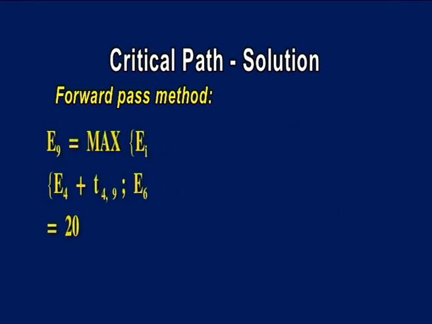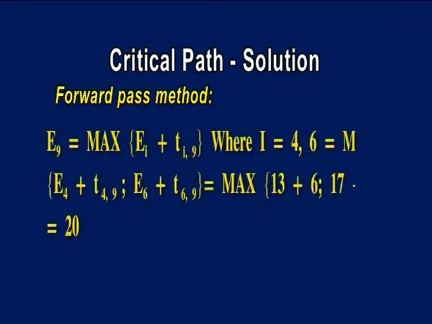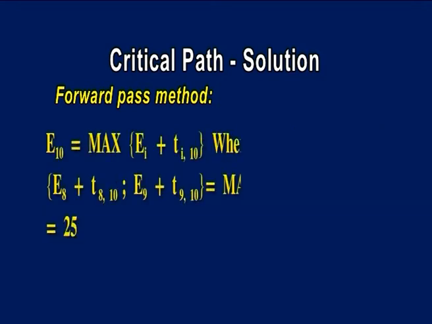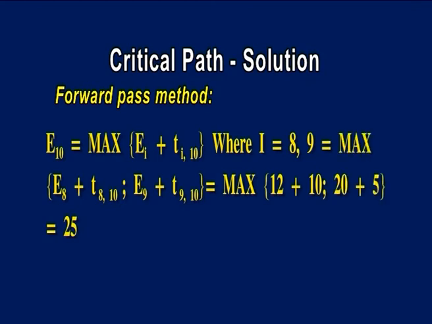E9 is equal to max of Ei plus Ti,9 where i is equal to 4, 6, which is max of E4 plus T4,9, E6 plus T6,9, which is max of 13 plus 6, 17 plus 3, equal to 20. E10 is equal to max of Ei plus Ti,10 where i is equal to 8, 9, which is max of E8 plus T8,10, E9 plus T9,10, which is max of 12 plus 10, 20 plus 5, equal to 25.